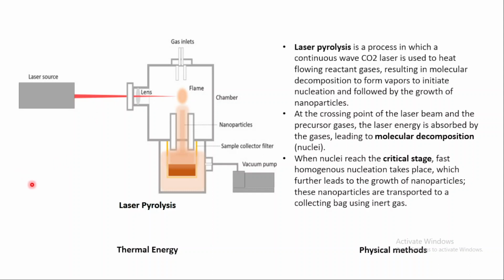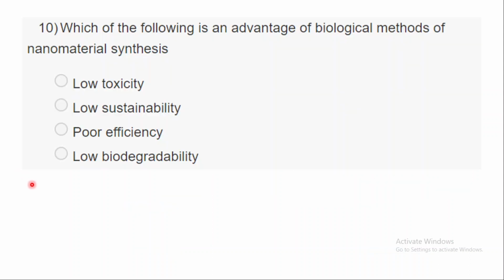It's good to know. Now for the final question, let's move to the final question. Which of the following is an advantage of biological methods of nanomaterial synthesis? So far, we have dealt with physical methods. We have seen some chemical methods. Now, there is a question. Which of the following is an advantage of biological methods of nanomaterial synthesis? Options: low toxicity, low sustainability, poor efficiency, low biodegradability.